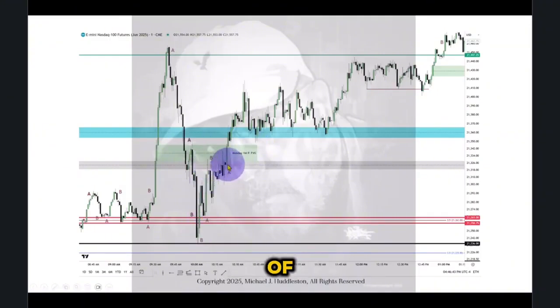So that's a trade there. Entering here inside of Friday's first percent of fair value gap in the gray, trading that up into this run up here.